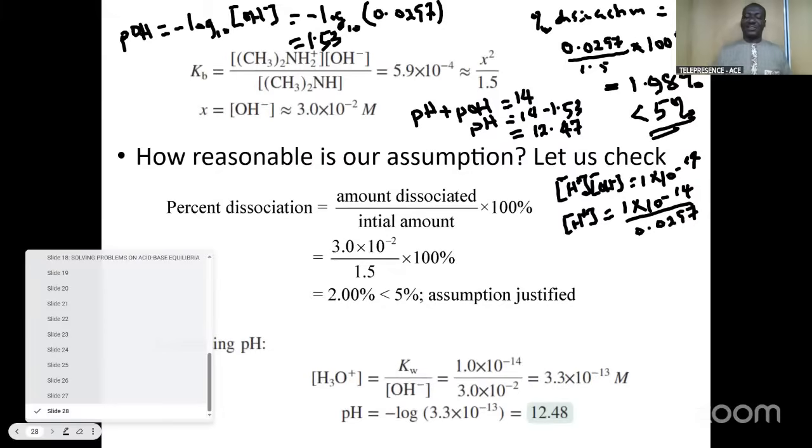Otherwise, if the percent dissociation is greater than 5, you might have to solve a quadratic expression. I'm sure there is nobody here who will not be able to solve a quadratic expression. I hope we are all clear with that.